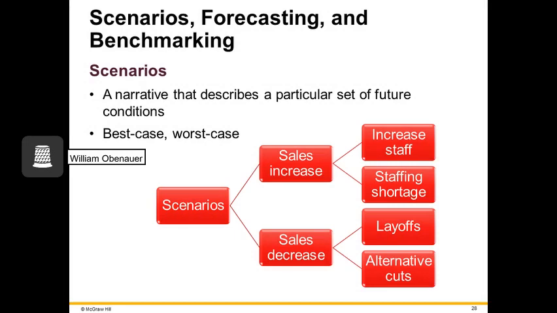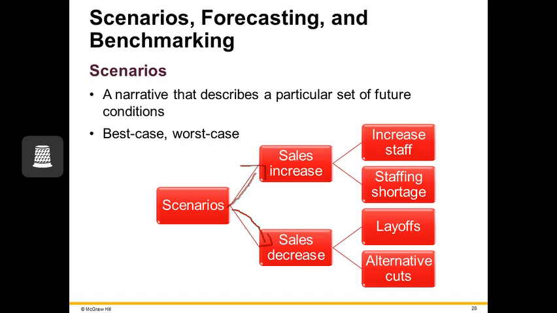Now, managers can also plan for unknown cases in the environment by working through scenarios. When we work through scenarios, we try to think of what is a best case situation, a worst case situation, and what our response would be in different scenarios. So we could start with, what if we have a sales increase? That's our best case scenario. What if our sales go down? That's our worst case scenario.